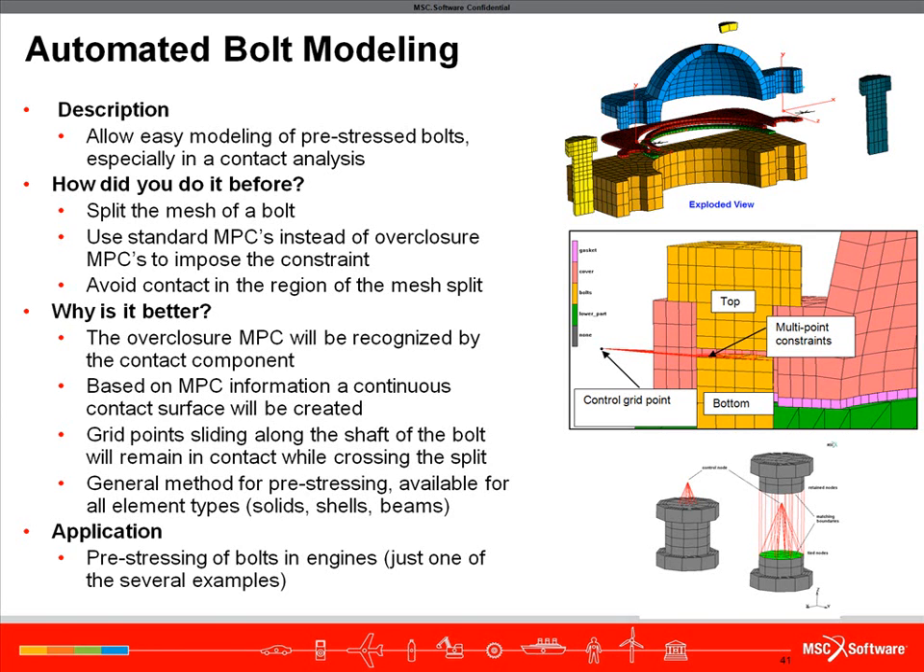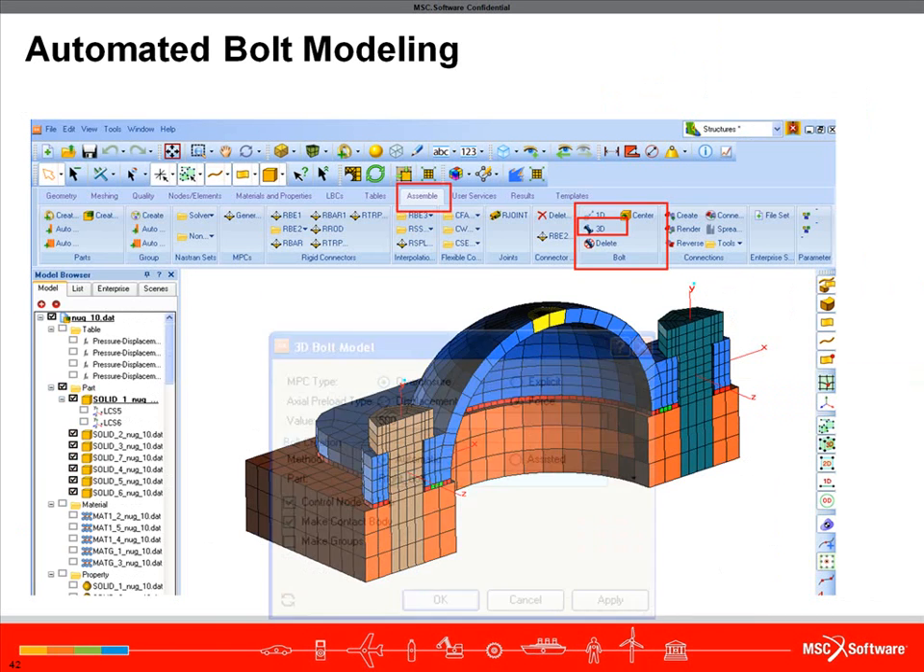The new feature in MD Nastran 2010, the automatic bolt creation, creates the MPC tying equations. There is continuous contact on the bolt shaft if you have shear across the elements or other pressures. The general method is now available for solids, shells, and beams. It is very well supported in SimXpert.